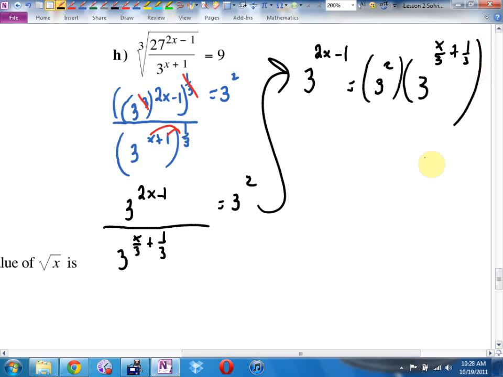Do I have one base equals one base? No. I have one base equals two bases. Well, then I better write that right-hand side as one base. My bases here are the same, and I'm multiplying. What do I do with the exponents? Add them. Adding fractions is a bit more work. I'll drop the left side down. Is there an x in here? In terms of like terms, there's going to be an x over 3 plus 6 thirds plus 1 third.